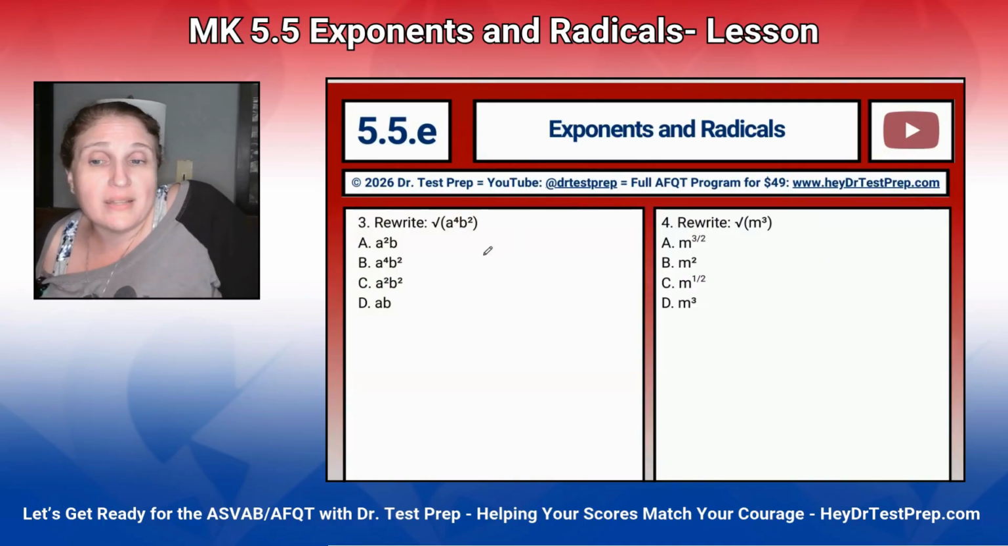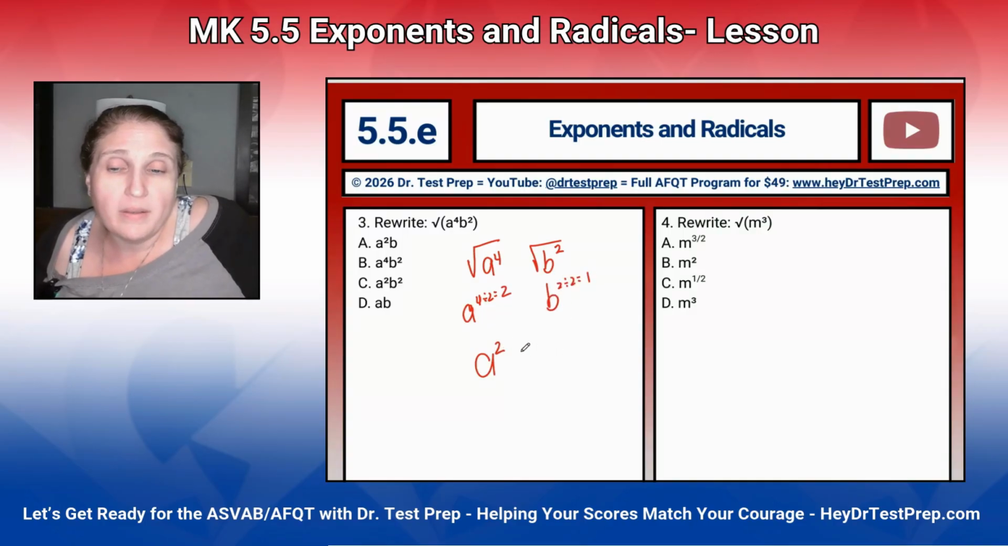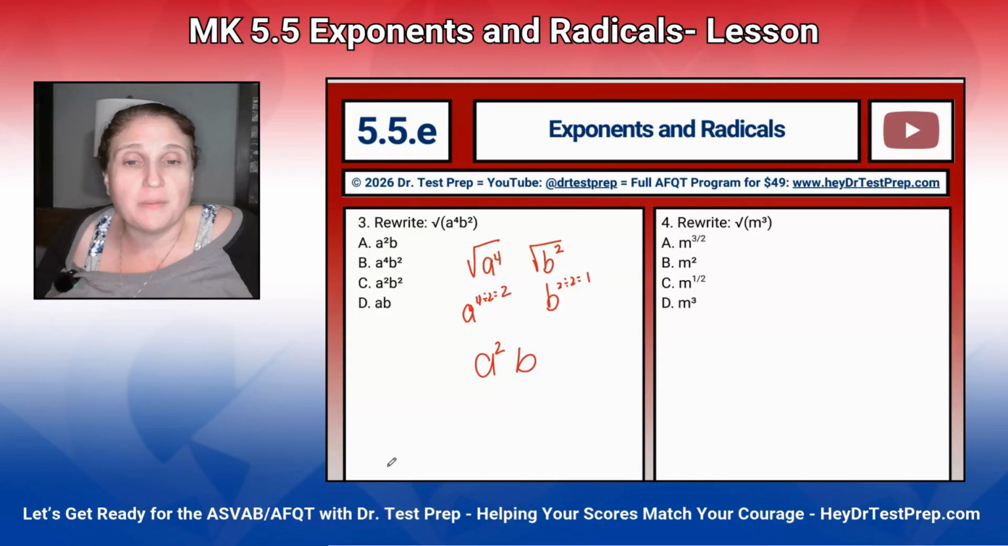Here, I like to break these up. I've got the square root of a to the 4th and the square root of b squared. Half of 4 is 2, so I've got a squared. Half of 2 is 1, so I've got b. a squared b.